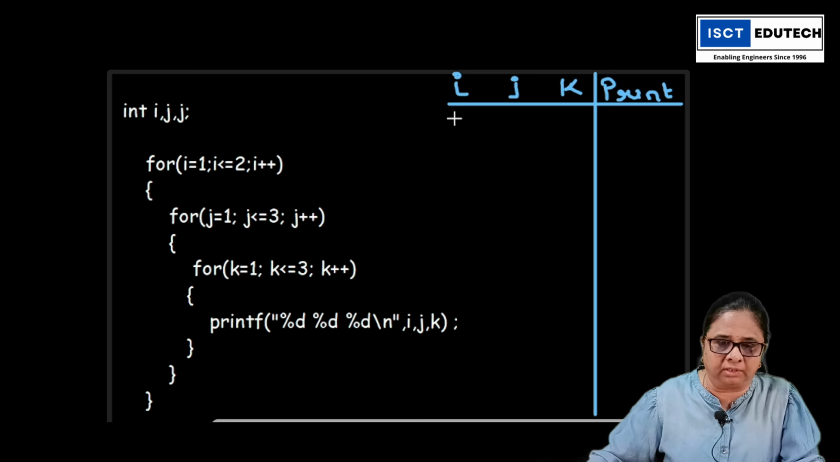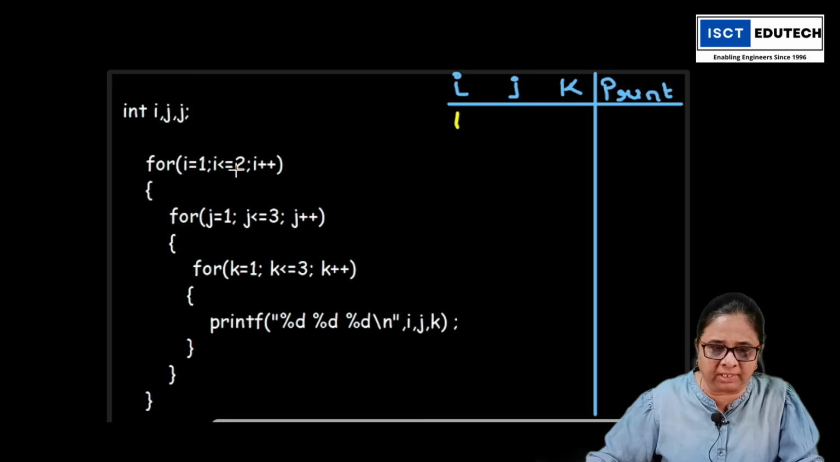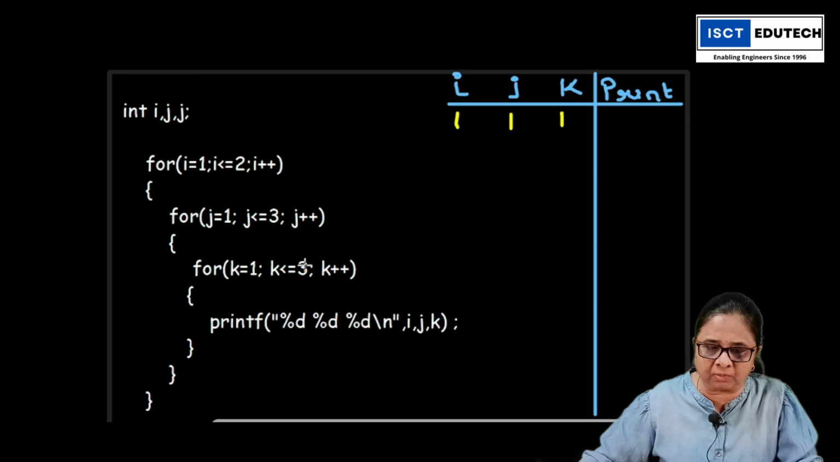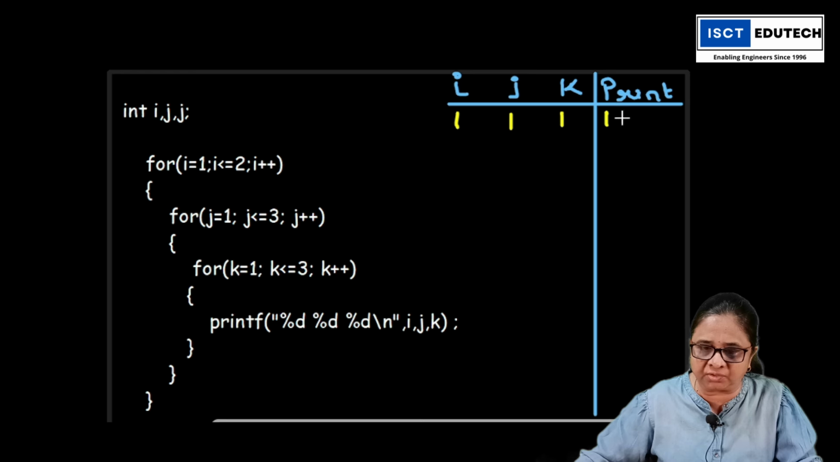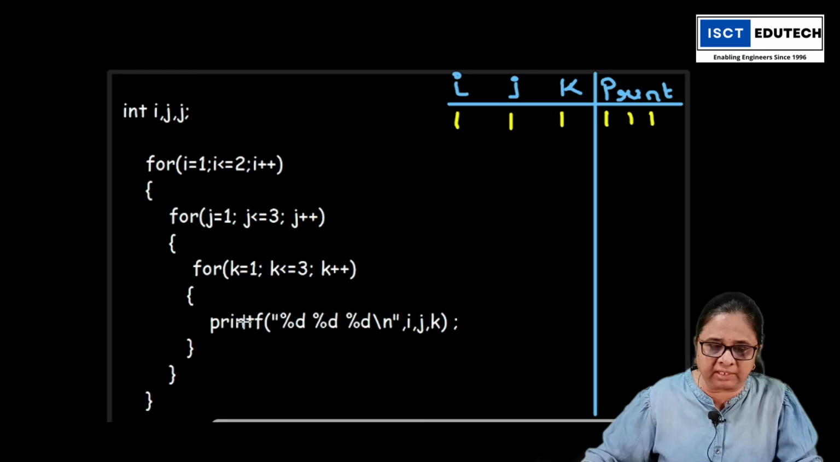How does this work? So I starts with 1. 1 less than or equal to 2, yes. J equal to 1, J less than or equal to 3, yes. It enters the K loop. K equal to 1, K less than or equal to 3, yes. So it enters the K loop. What is there? Print I, J, K. I should get the output as 1, 1, 1. Now, since we are in the K loop, where will it go back? It has to go back to K plus plus. So only K will change.